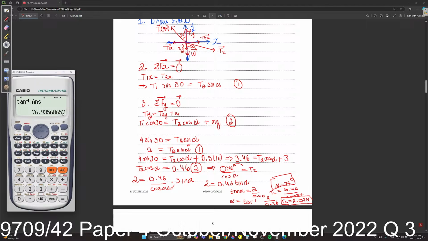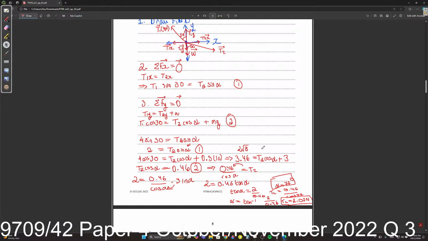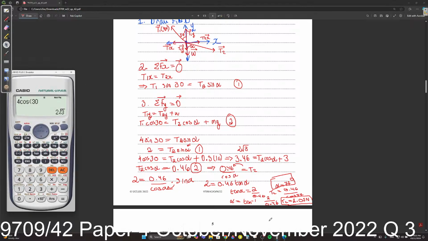Yeah, okay. So you should keep, during your working, if you get for example here, for cosine 30, I got 2 root 3, keep it as 2 root 3 in your working. Keep it like that and then continue solving as 2 root 3, because if I use 2 root 3, I would get 76.9, okay? Please don't mistake this.